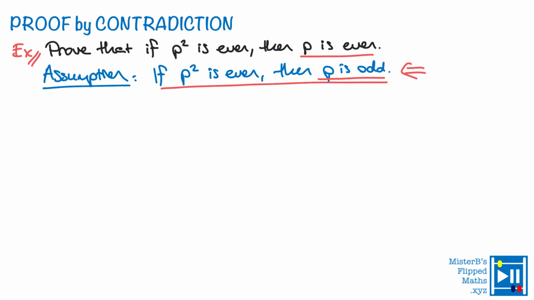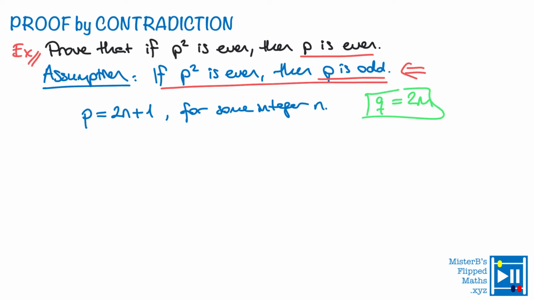Let's start with p. If p is odd, I can write p as 2n plus 1 for some integer n. It doesn't matter what n is. I can write p as 2n plus 1. And just a reminder that we can write even numbers like q, for example, equals 2m for some integer m, and this denotes an even number, whereas this is an odd number. Now, let's take the square of both sides. So it's going to be p squared equals (2n plus 1) squared, and if we expand the brackets, we're going to end up with 4n squared plus 4n plus 1.